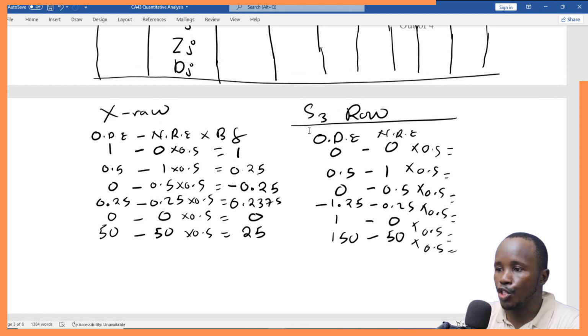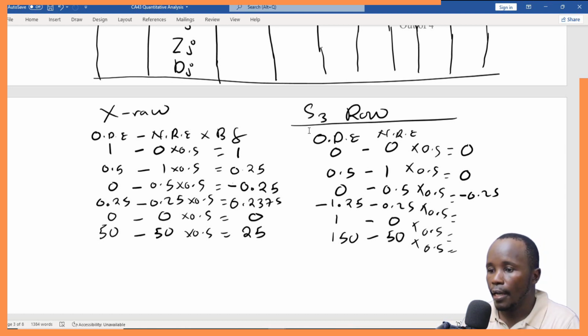Here I will have 0. Here I will have negative 0.25. This one, if you multiply this one, negative 1.25, this is negative 1.25 minus this. When you multiply these two, what is 0.25 times 0.25? This is 0.25 times 0.5. This is 0.125.